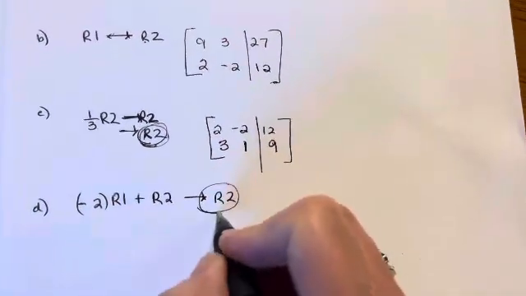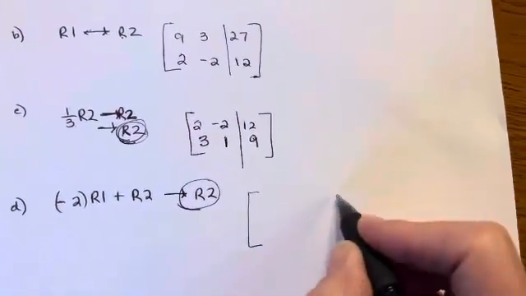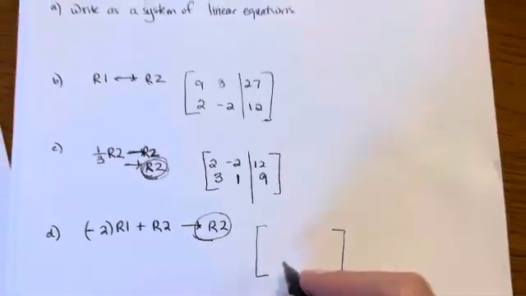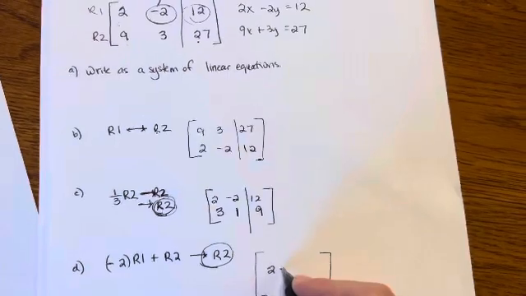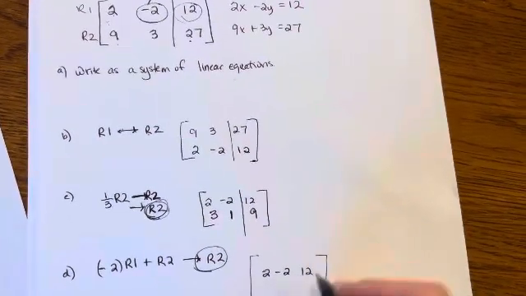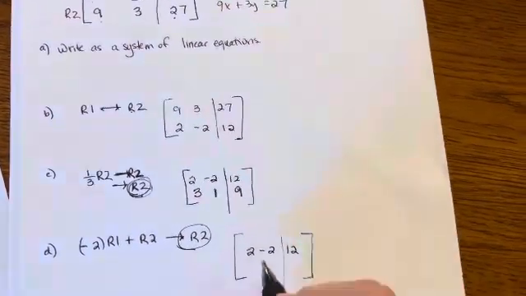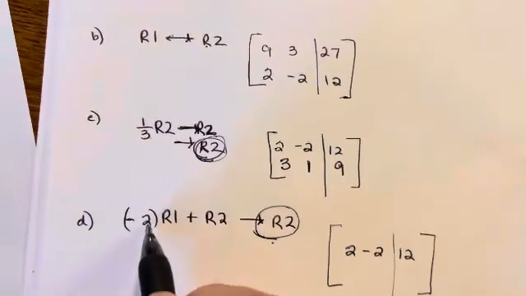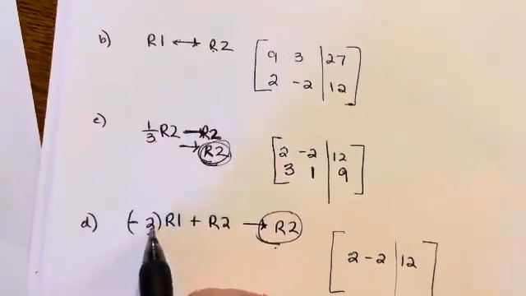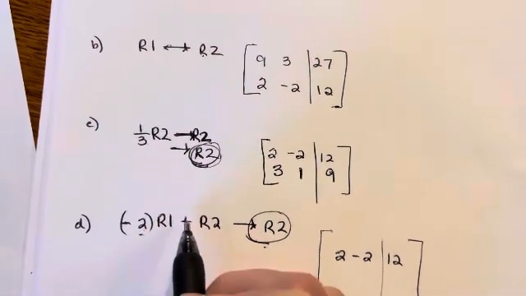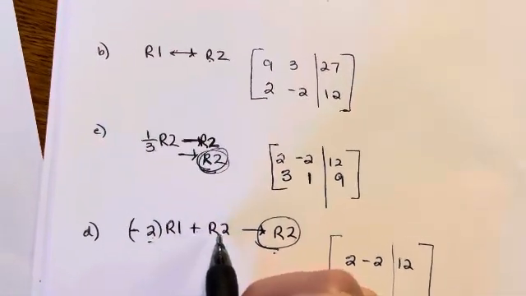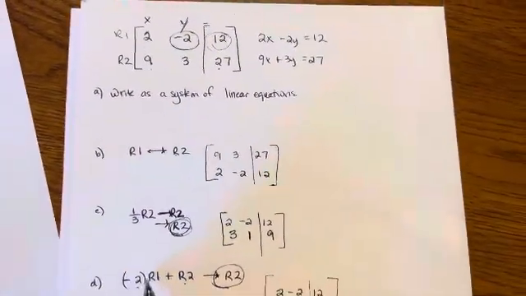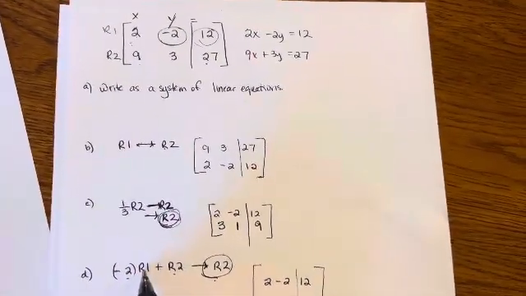Again, I'm going to get a new row 2. So I know that row 1 will not change in the end. So I'm going to go up here and rewrite it: 2, -2, and 12. Okay, there's my little bar. So how do I get my new row 2? Well, it wants you to multiply row 1 by -2, and then add that to the value in row 2. And you're like, what? No big deal. So I'm going to take -2 times row 1.